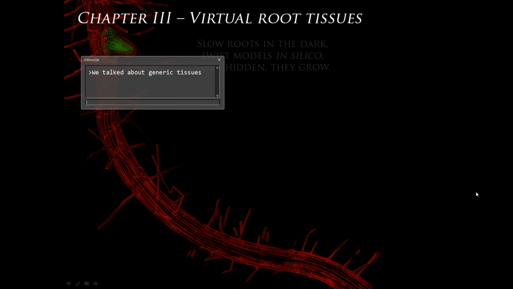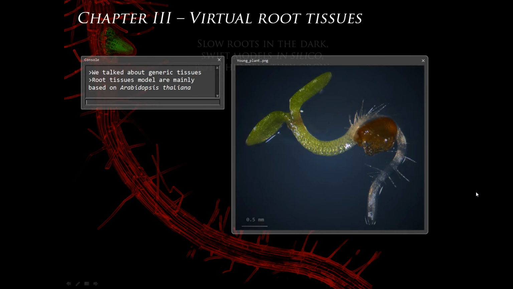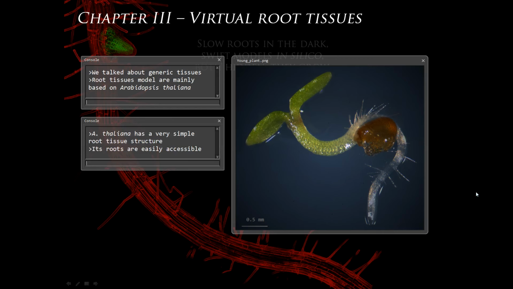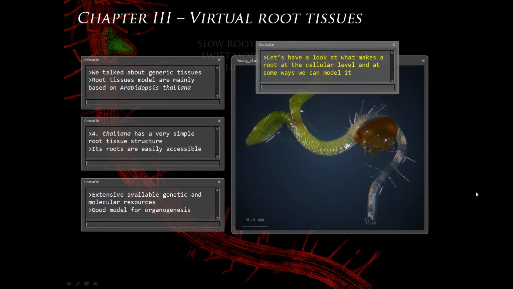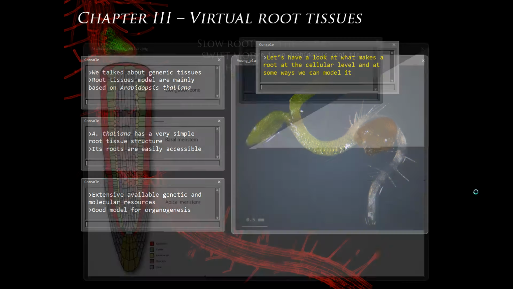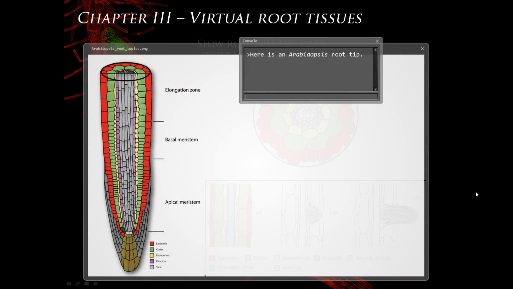We talked a little bit about generic tissues, and root tissue models are mainly based on Arabidopsis thaliana. This model plant has a lot of advantages. It has a very simple root tissue structure, its roots are easily accessible, and there are extensive genetic and molecular resources available to study it. It's a very good model for organogenesis. So let's have a look at what makes a root at the cellular level and at some ways we can model it. Here's an Arabidopsis root tip.